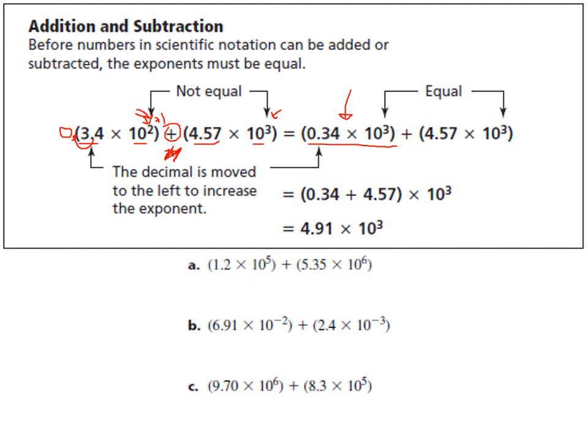So now that we have the bases of 10 to the same exponent, to the power of 3 here, what you can do is simply add up your coefficients, 0.34 plus 4.57, that gives you 4.91, and then times 10 to the power of 3. So you leave your times 10 to the power of 3 as is. You're not really changing those at all.